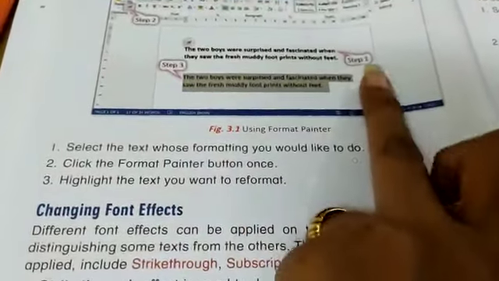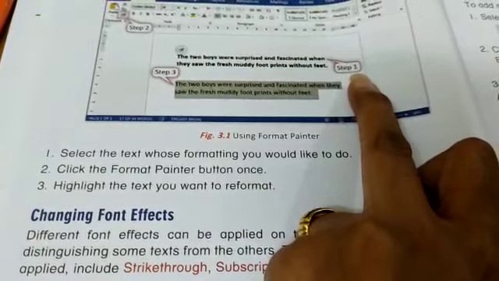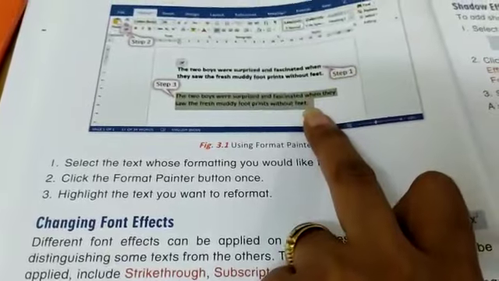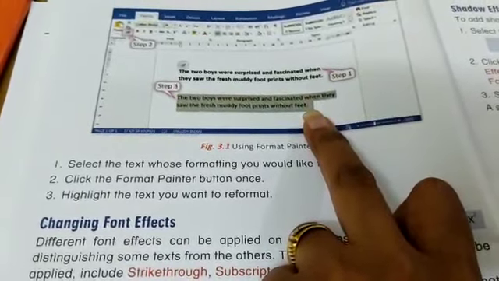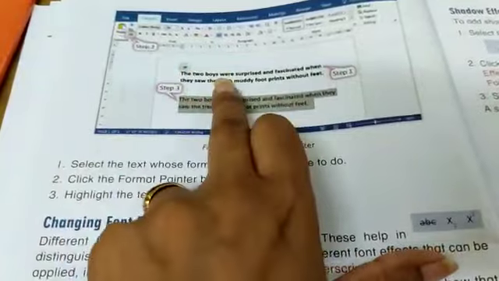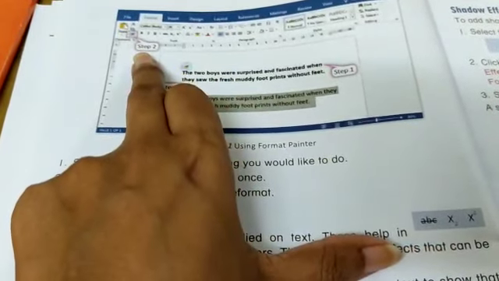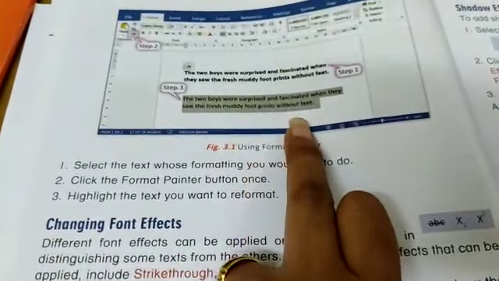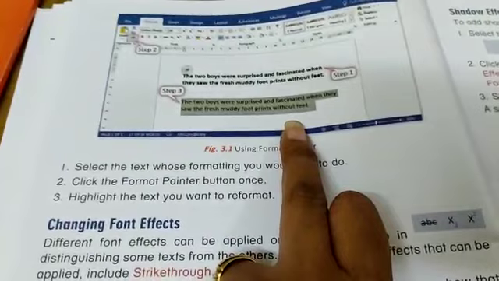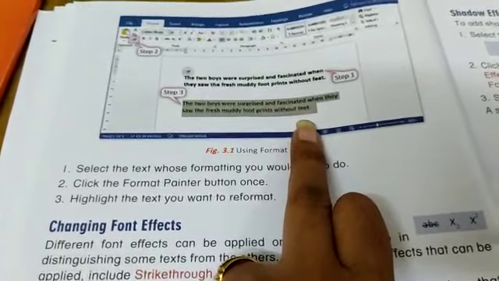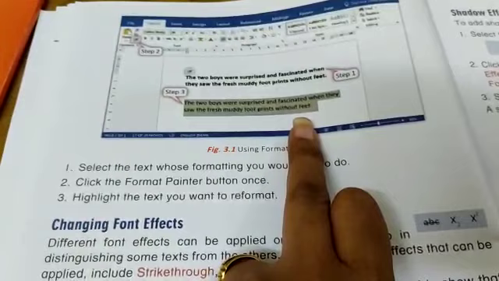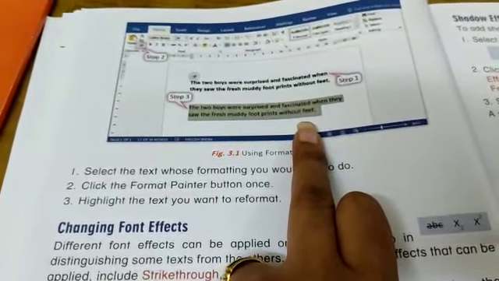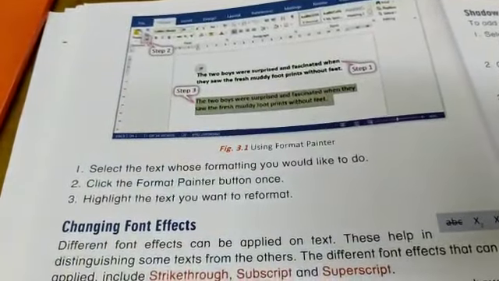Now, what is the first thing given? See here, the first thing is to select the text. First of all, you have to select what you want to format. Then the second step is to click the Format Painter button once. After this, it will be selected. Then you will click here. This is step 2. And then highlight the text you want to reformat. After that, it will be highlighted, and after highlighting, you will get the new format, the format in which you want to keep your text.